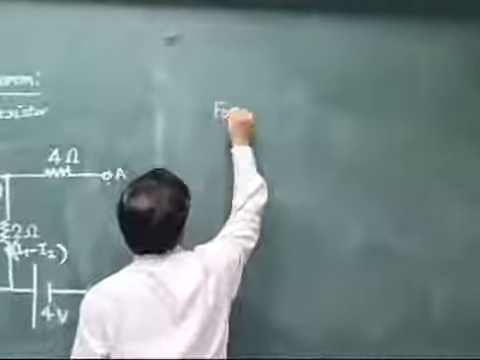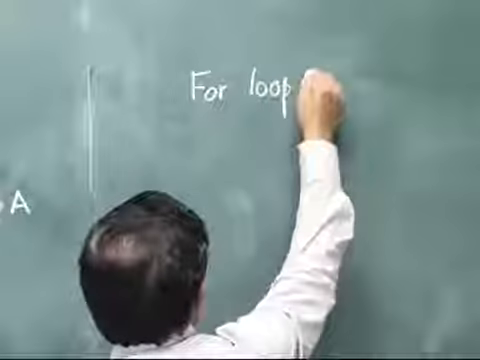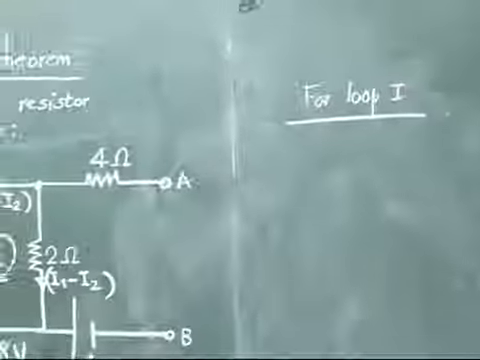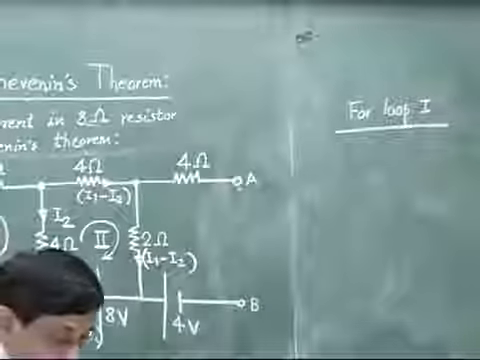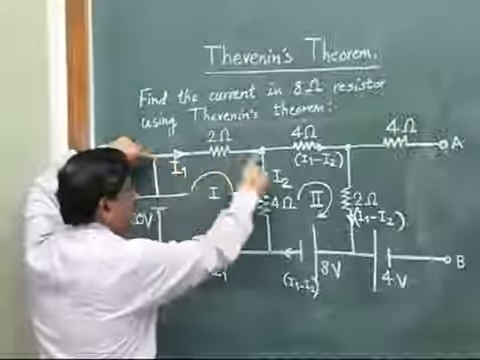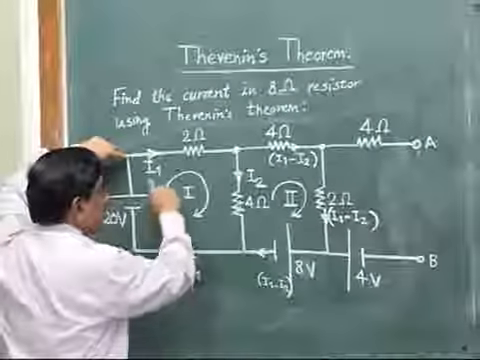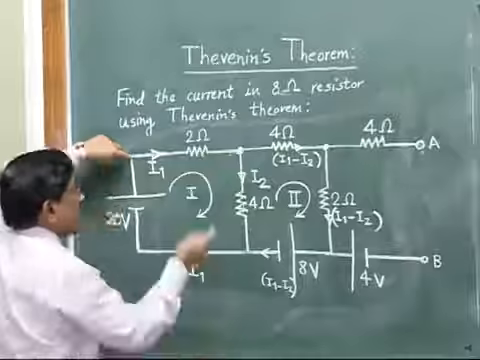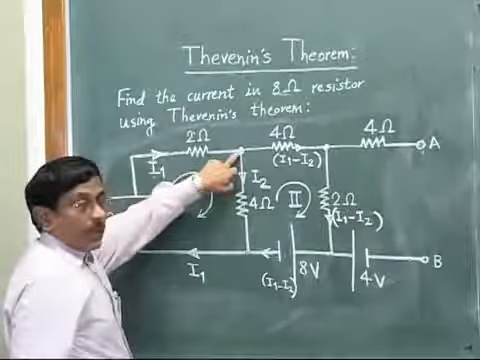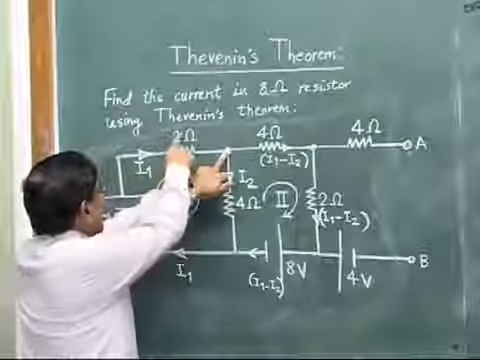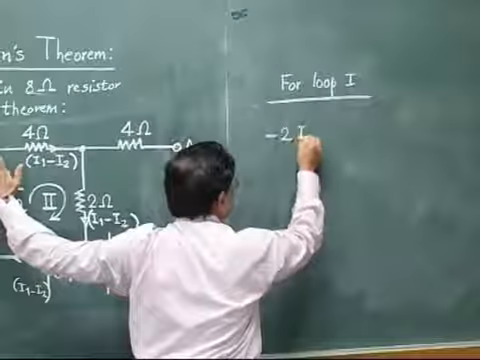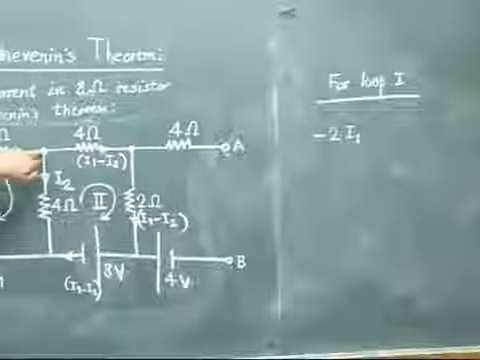So for loop 1, we write the equation using Kirchhoff's second law. Suppose for loop 1, we start from this point. This to this, we are traveling clockwise. Our current is also in the same direction. So the voltage drop will be minus 2 I1 while we reach this point. So minus 2 I1.